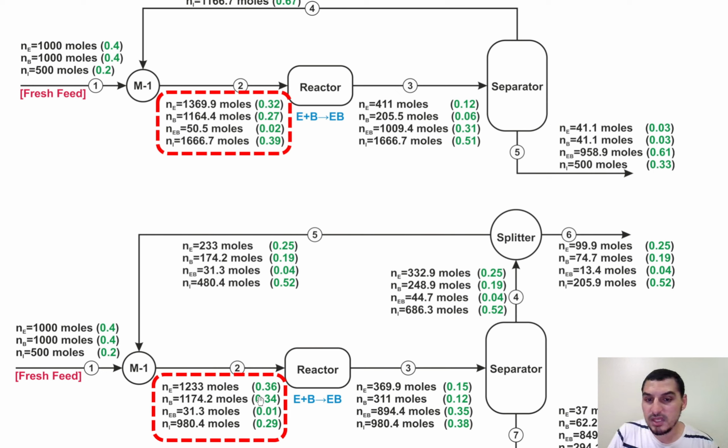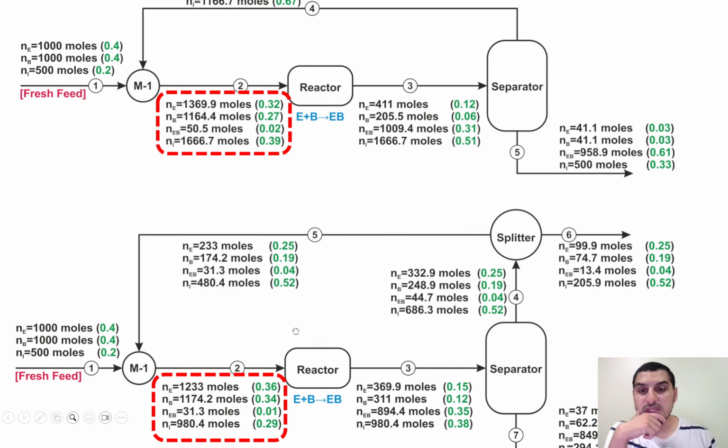Of course it's not as high as it used to be in the fresh feed, because you will have more inerts in the recycle than in the fresh feed. This is something that we cannot avoid, but the goal is to minimize as much as we can the negative effect of the inerts by reducing the concentration as much as possible. So now the dilution of the ethylene and benzene is less than before, and the concentration of inerts is much less. It reduced from 39% to 29%, which is a good improvement in the concentration of the ethylene and benzene.